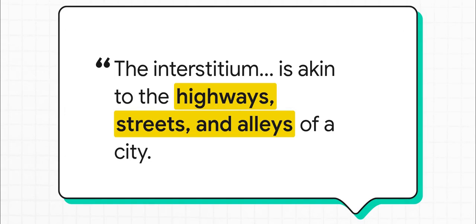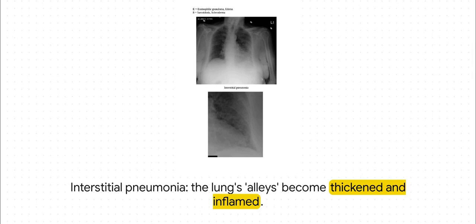Now for L in our checklist, the lungs themselves. The source material uses this fantastic analogy for the lung's internal scaffolding, something called the interstitium. It's described as being like the highways, streets, and alleys of a city. And when that city grid gets all inflamed and clogged up, well, the whole city has a major problem. And this is exactly what that looks like. This is interstitial lung disease.